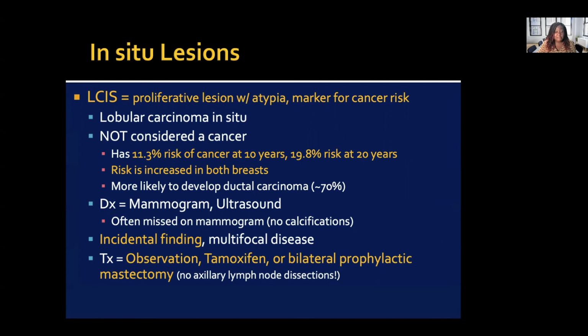Diagnosis is by mammography and ultrasound, and often it's missed on mammography because there are no calcifications with this disease usually. It tends to be an incidental finding and can be multifocal in nature. The treatment involves observation, tamoxifen, or bilateral prophylactic mastectomy. Usually, no axillary lymph node dissection is warranted.